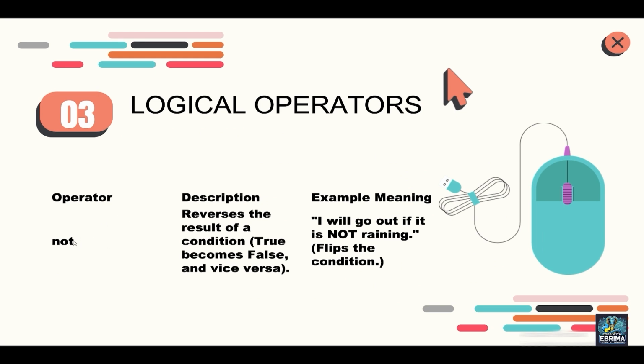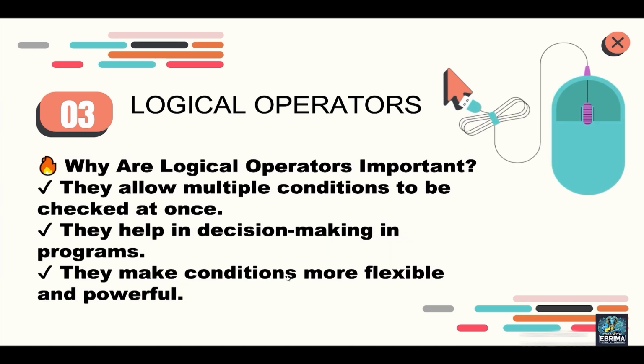Finally, we have the NOT operator. What it does is reverse the result of a condition. So true becomes false and vice versa. An example, meaning I will go out if it is not raining. What it's going to do is flip the condition.